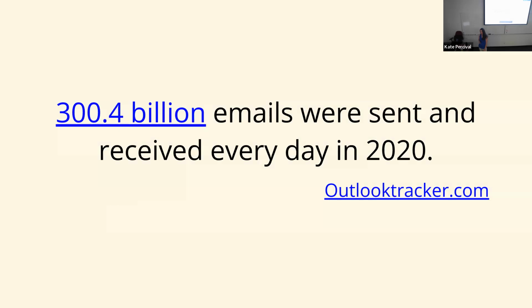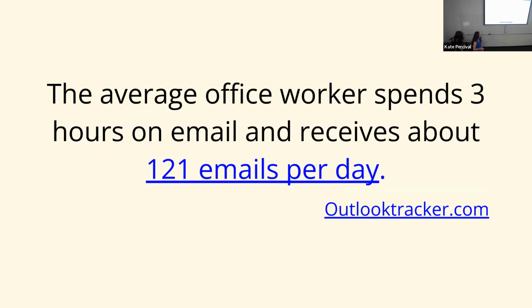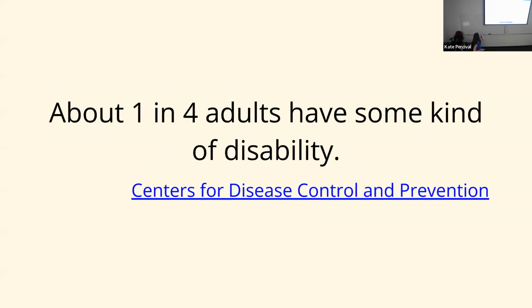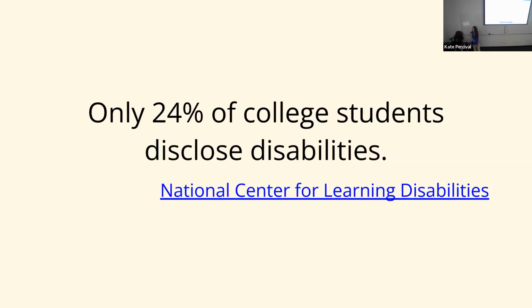We're going to start out with some fun facts. According to OutlookTracker.com, 300.4 billion emails were sent and received daily. I think that's been updated for 2021, but this is 2020. The average person sends and receives approximately 121 emails a day. That's a whole lot. So pair those facts with the National Center for Learning Disabilities, which says that only 24% of college students disclose their disabilities.